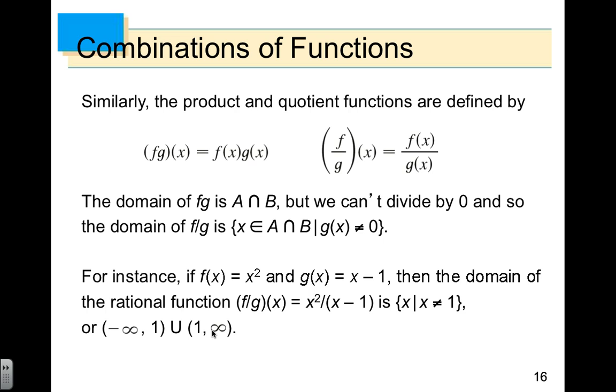For example, if f of x is equal to x squared and g of x is equal to x minus 1, then the domain of the rational function f divided by g, x squared divided by x minus 1, is the set of x such that x does not equal 1, or negative infinity to 1 union 1 to infinity. So it's basically anything that doesn't make the bottom function not exist. Since the domain of both original functions was all real numbers, we can just exclude the 1. Generally, if we're going to write a domain, we're always going to write it in set builder notation if we have to exclude values. So this way to write the domain is going to be a little bit more desirable.